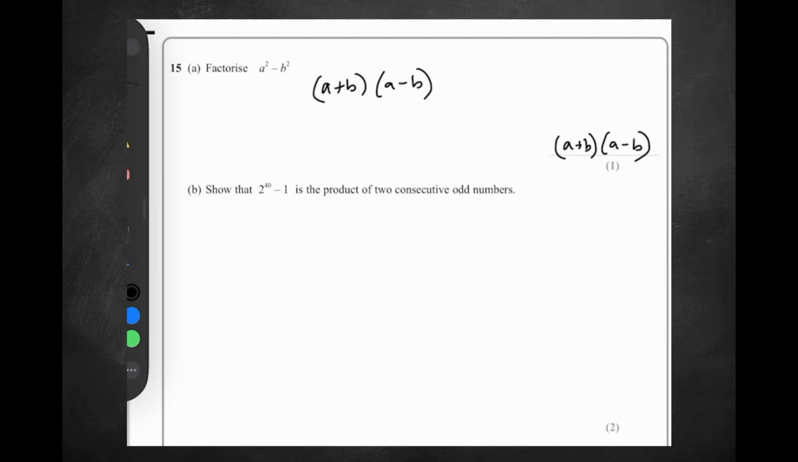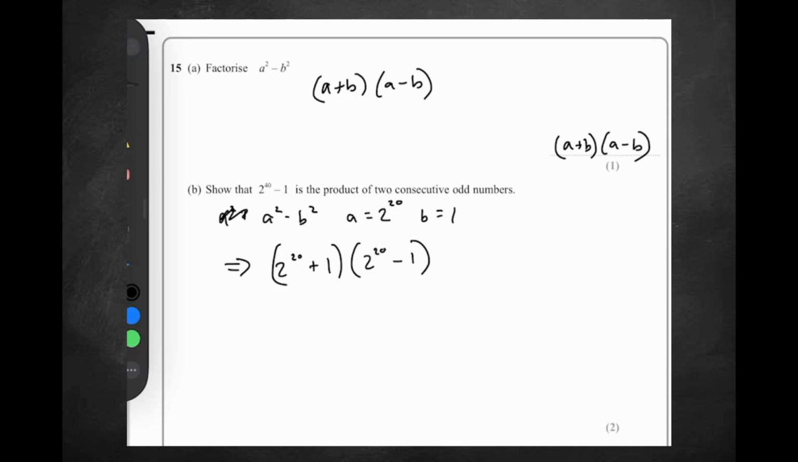Part b. Show that 2 to the power 40 minus 1 is the product of two consecutive odd numbers. So giving us a difference of two squares in part A is a clue that we need to use that in part B. So 2 to the 40 minus 1 is the same as if we say this is a squared minus b squared, where a equals 2 to the power 20 and b equals 1. Then we can say this is the same as 2 to the power 20 plus 1 multiplied by 2 to the power 20 minus 1, just using the difference of two squares.